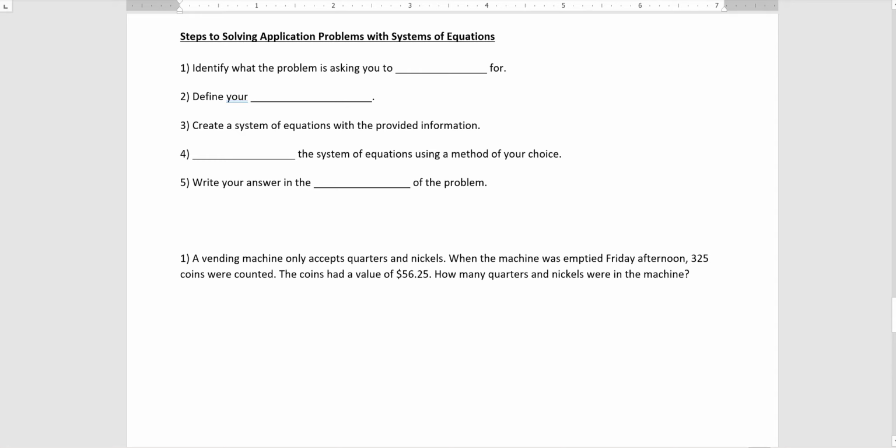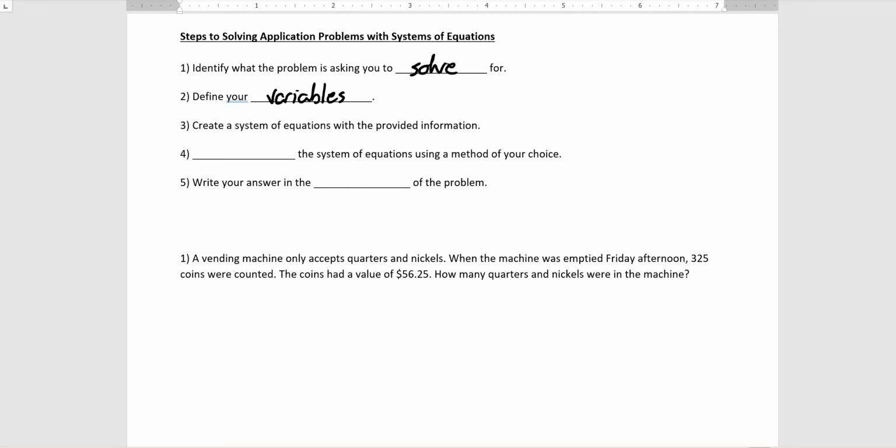So here's some steps we're going to use to solve these problems. First step, identify what the problem is asking you to solve for. What is the goal of the question? What are they asking? What is our end goal going to be? Next, we're going to define our variables. And that normally is directly related to that step 1. What are they asking you to solve for? Because you're going to solve for the variables.